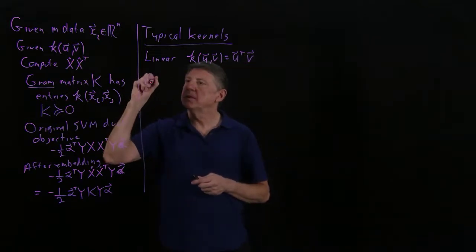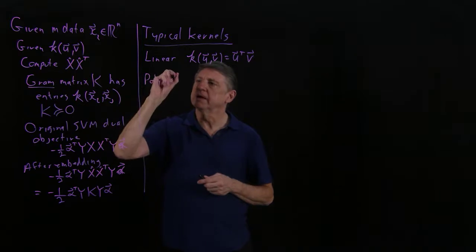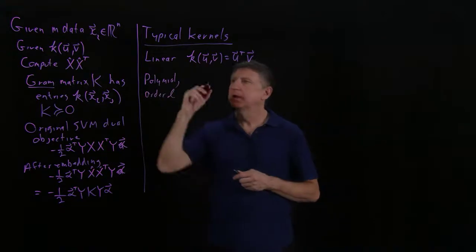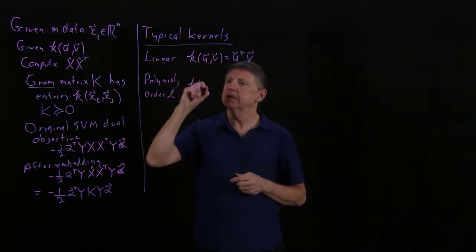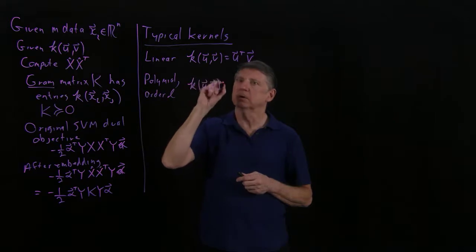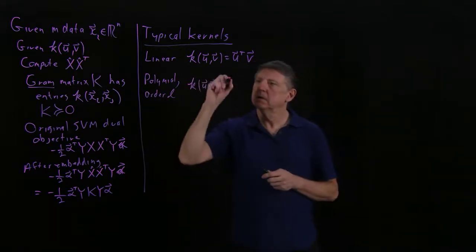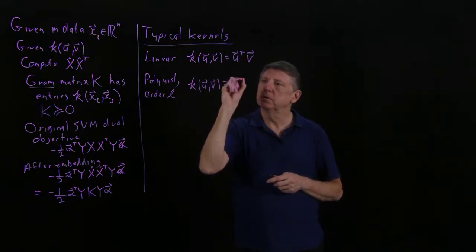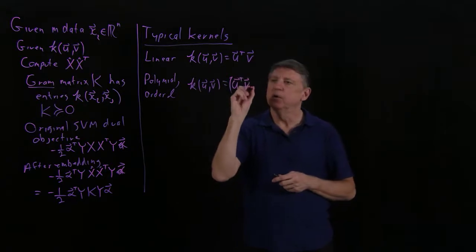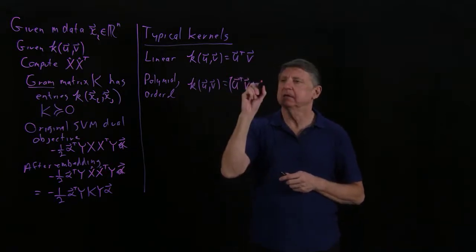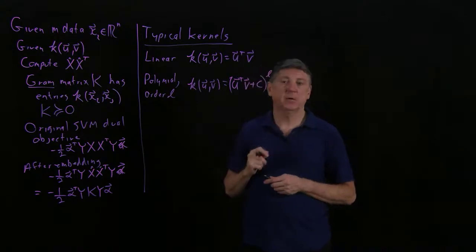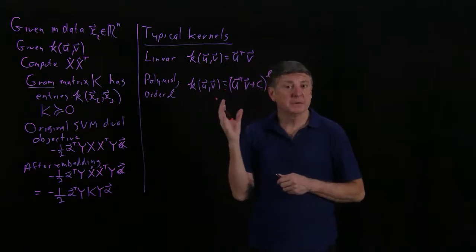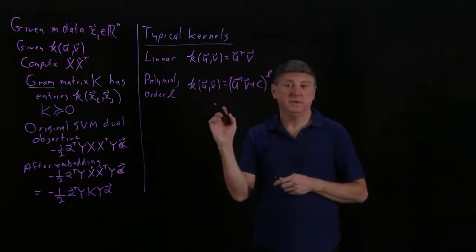The next one that people will often explore is polynomial, and if we let the order be L, then the kernel function will look like this. It will be U transpose V, and then we can add some constant C, and then we can raise that to the power L. The embedding that we came up with by hand was very close to being this.